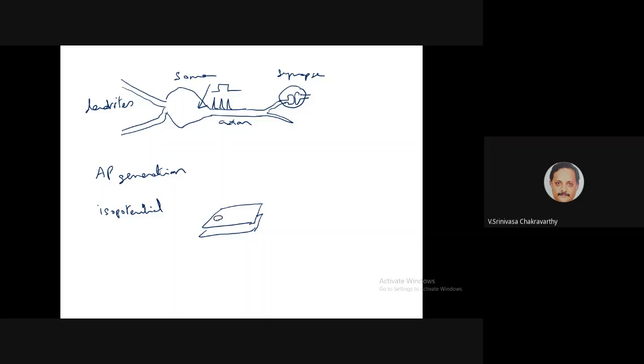And inside this sheet, there are some ion channels and all that. So this is outside and this is inside. Now we inject some current into this sheet by poking it with an electrode. So we inject some current, Ix. In response to this injected current, how does the voltage inside, Vm, change? This is what we'll be looking at.